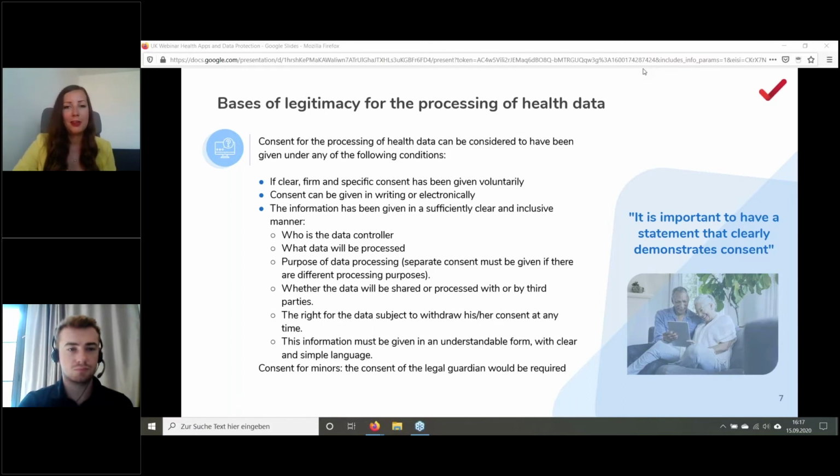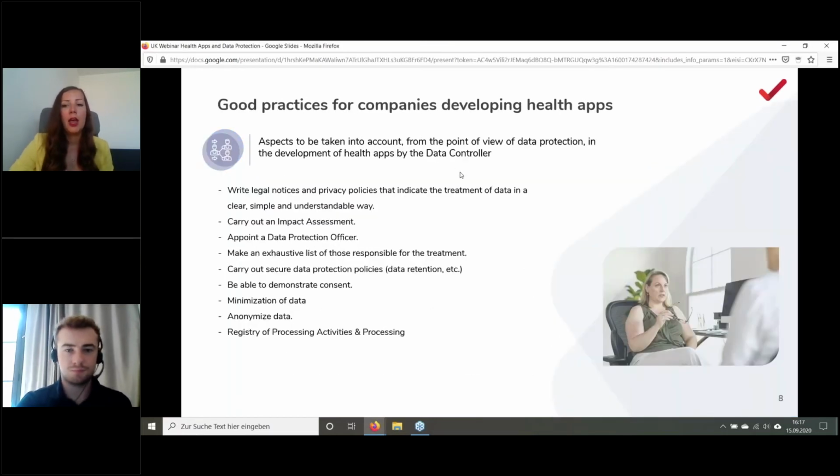One more point, then I'm finished with the consent topic. If you need the consent of minors for your app, you would need the consent of their legal guardian. You can, of course, not request the consent itself from a 12-year-old because she would maybe not be capable of it. So you would need the consent of the legal guardian, because, of course, minors should also use some health apps. And now, in slide 8 and the next one, Charlie will explain the good practices for companies developing health apps.